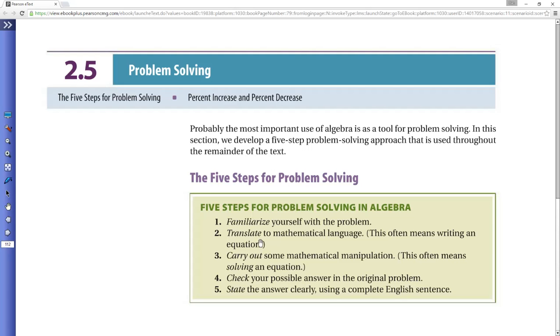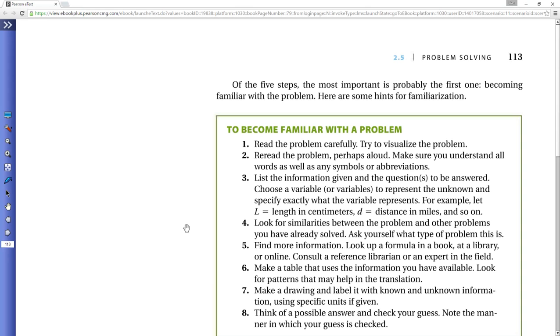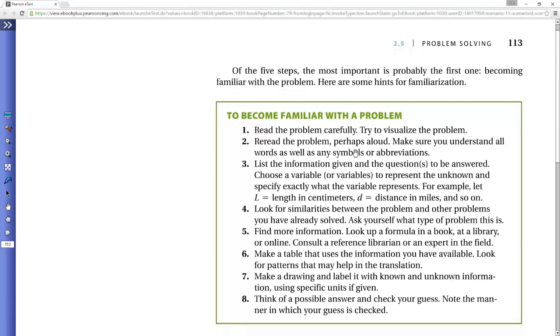Then you translate these expressions and operations. You look for keywords for operations like addition, subtraction, multiplication, division. Then carry out some mathematical manipulation, like solving an equation. Check to see if the answer you think you have is right. Make sure you go back to the original problem and do this. Here's another box to go through, which has very, very useful steps to go through. Have a lot of problems.